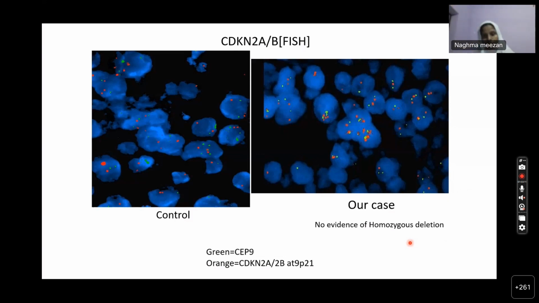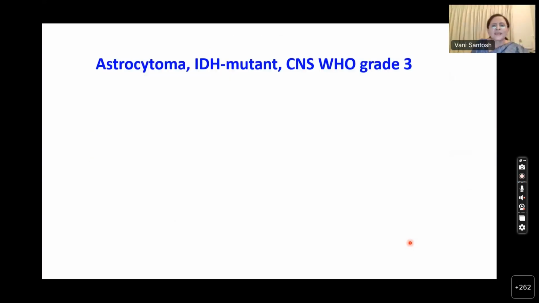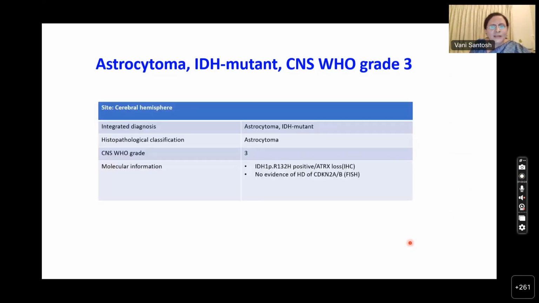It has 3, ma'am. We keep it as 3. So the diagnosis is, now we give a full diagnosis. We give an integrated diagnosis and an integrated grade: Astrocytoma, IDH mutant, CNS WHO grade 3. And this is how we put the layered diagnosis.